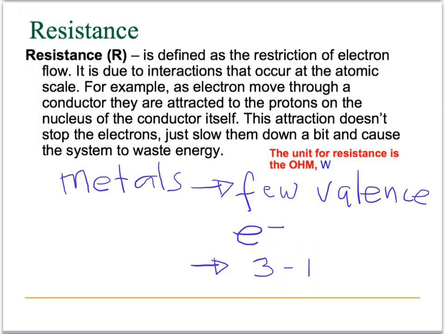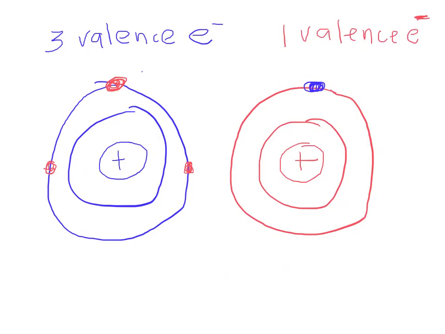So let us now look into this resistance again based on the interactions at the atomic scale. Let us look into these two models of an atom. The atom on the left has 3 valence electrons. The atom on the right has 1 valence electron.